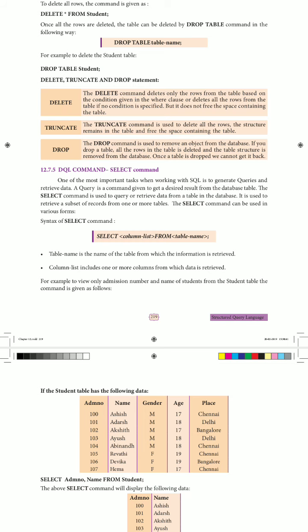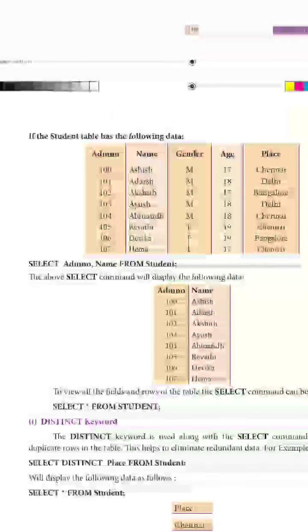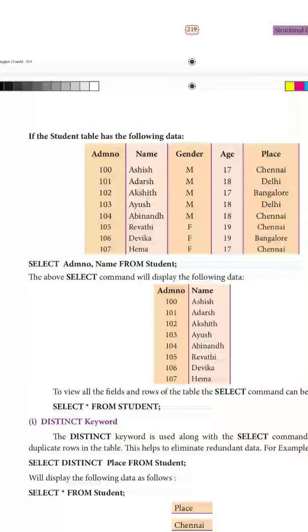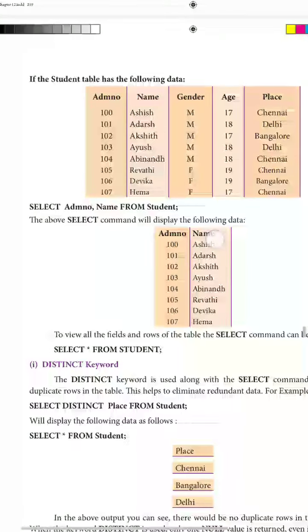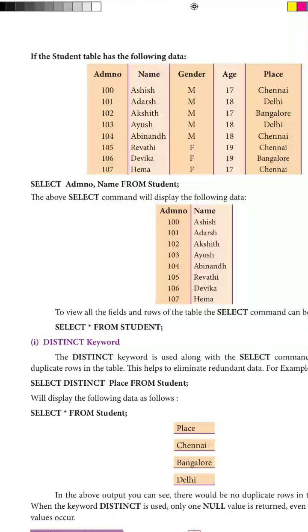Okay, so here they have given one example, the student table. They want the admission number and name of the student. Okay, so it will display only the admission number and name of the student by using this select command. Select admission number, name, okay, from the student table. So select admission number, name from student. So if you use select star from student, it will show the entire table.